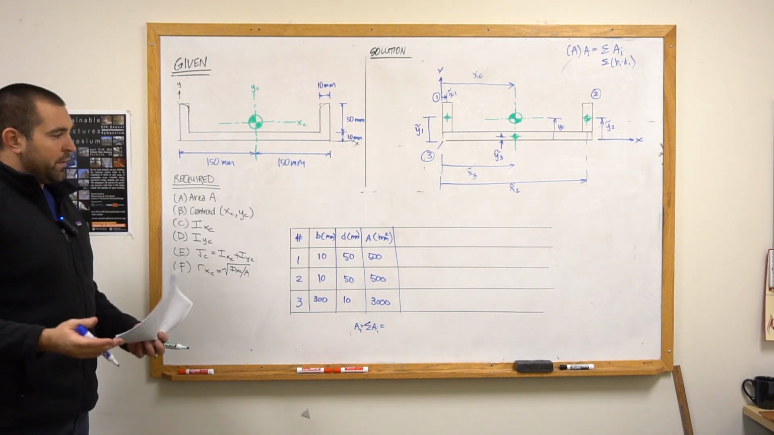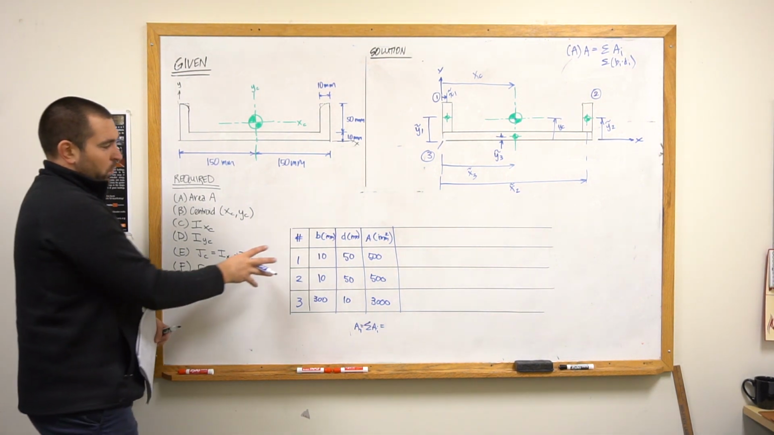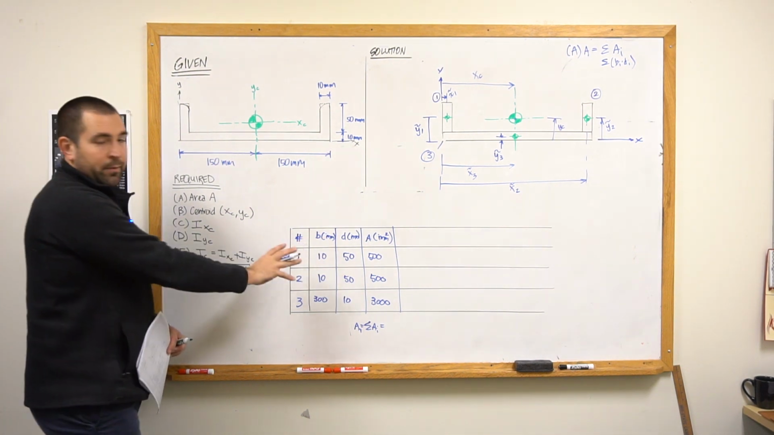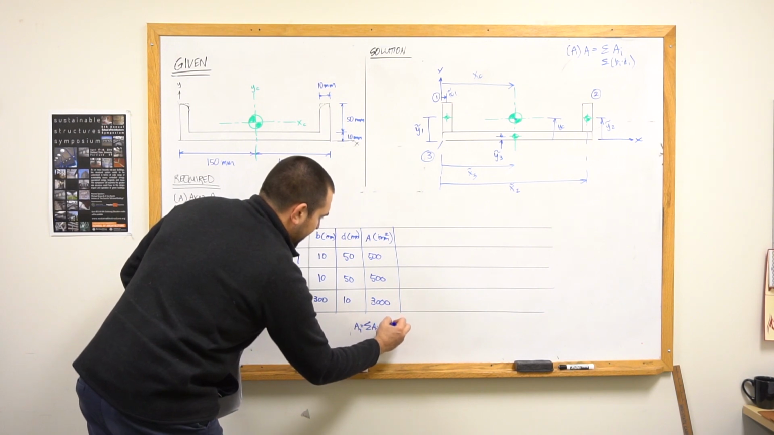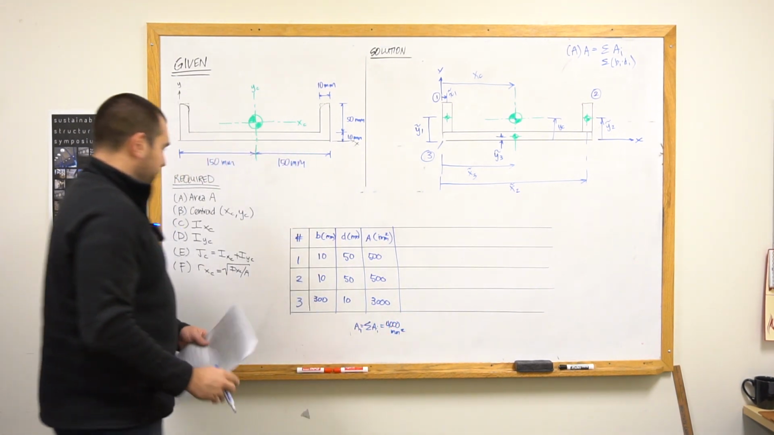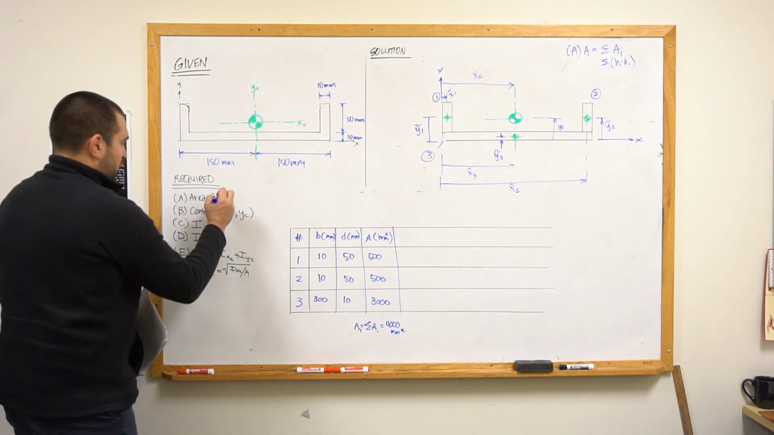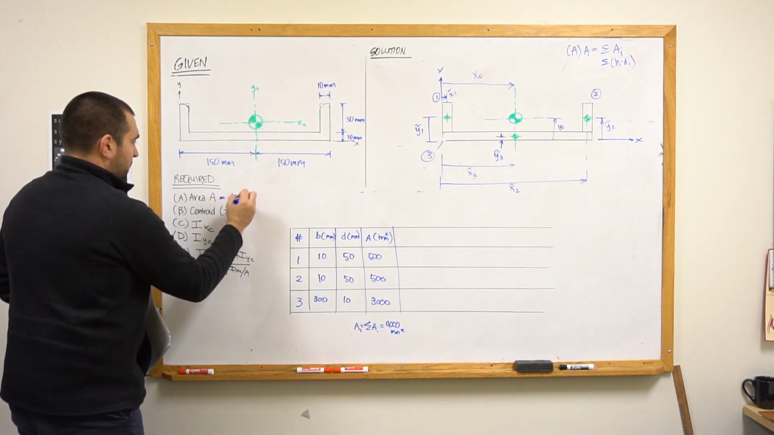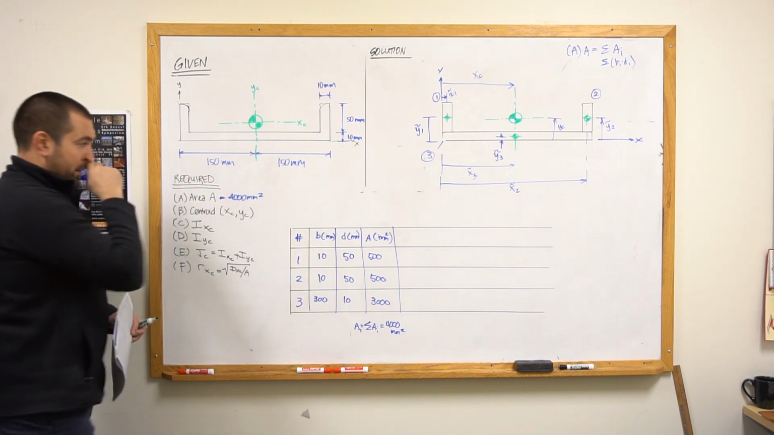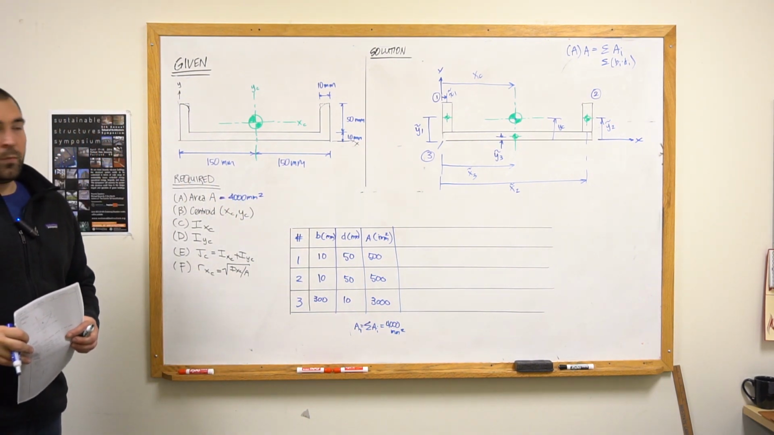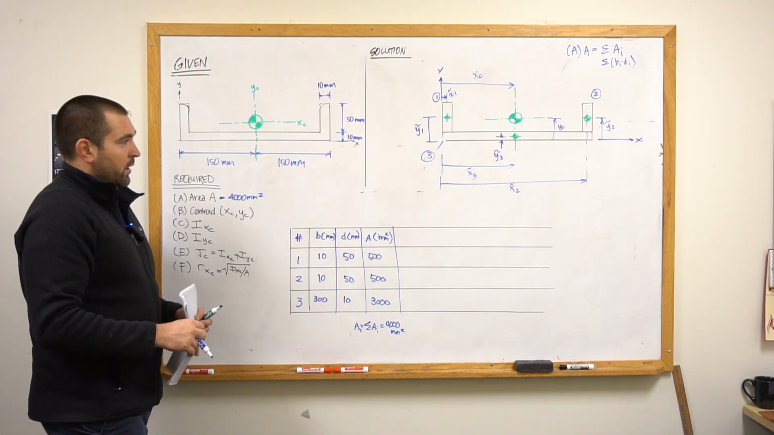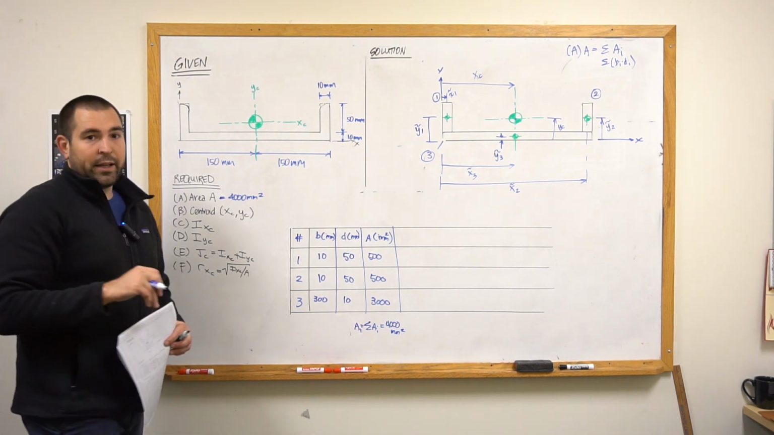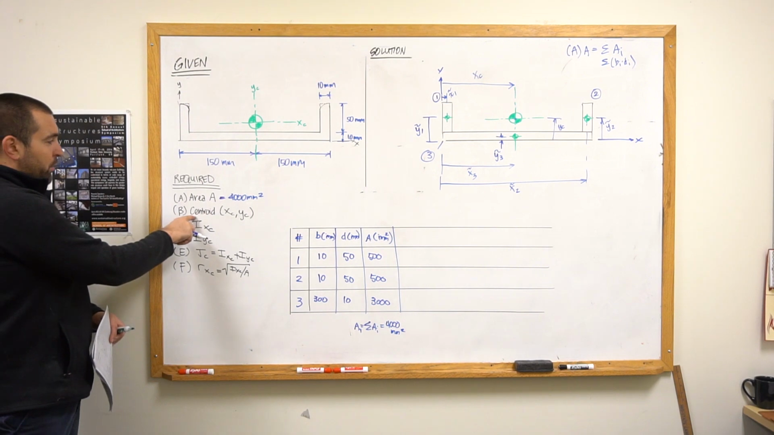So this is nothing new. I think what might be new is that we're being really rigorous about keeping everything in a table. But then finally down here, I simply add everything together, and I get the area is 4,000 millimeters squared. So I say area equals 4,000 millimeters squared. Okay, so far so good. We've dealt with part A. And now we need to start calculating the location of the centroids, which is part B.